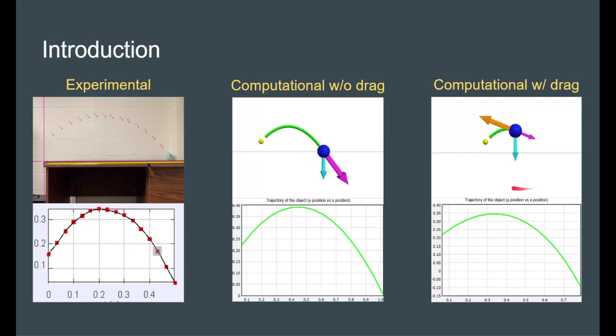The purpose of this lab was to observe a projectile in motion, and then try to model that as closely as possible computationally, both factoring in drag and just using gravity. As we can see here, this was our experimental results, and then we were able to get pretty great approximations with both of these models, although we'll see where the disparities come in later.